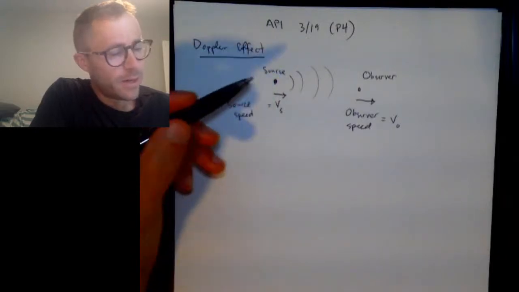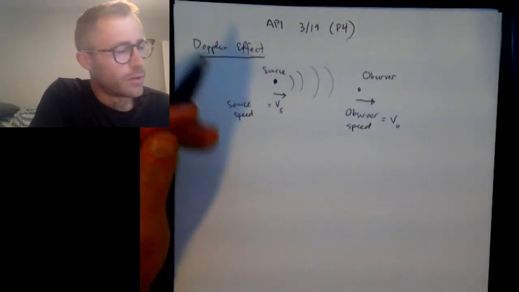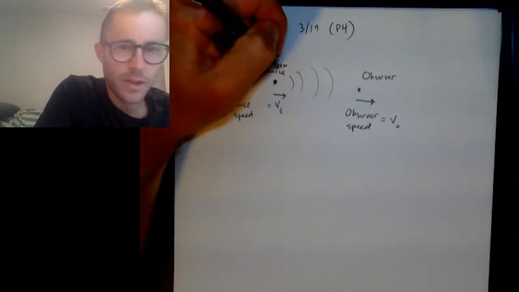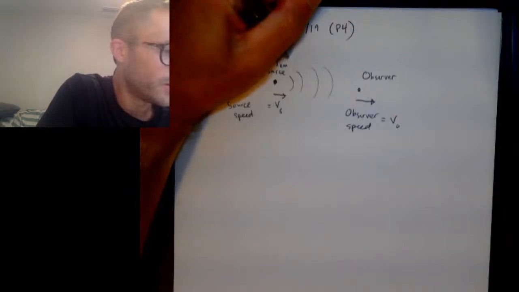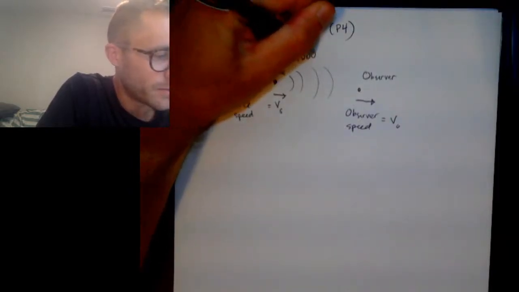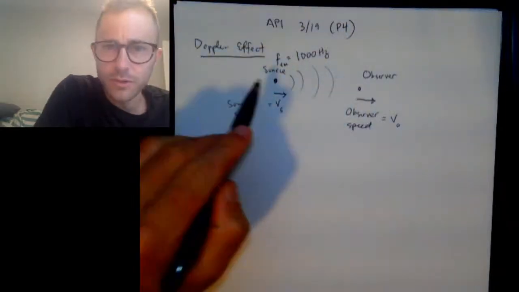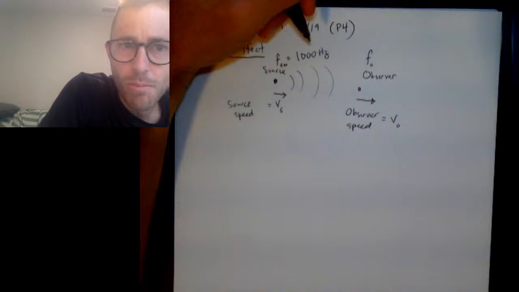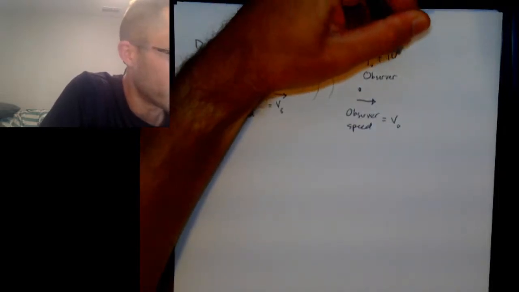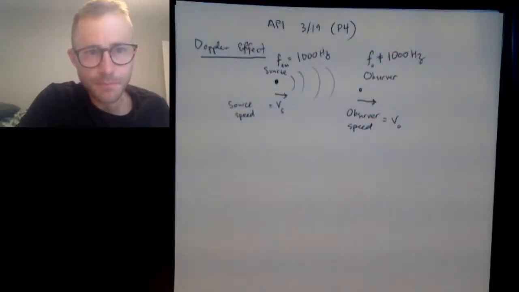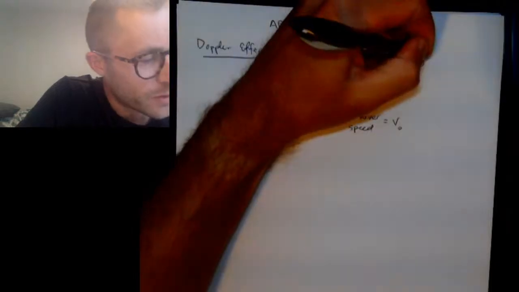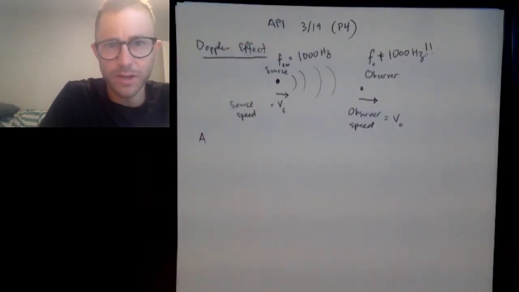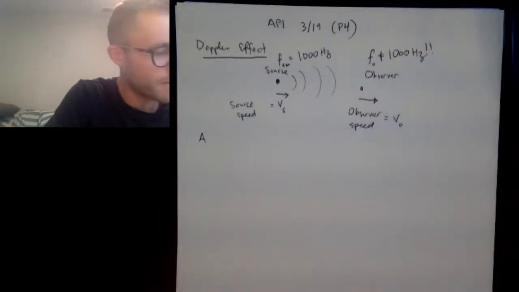Now the source is emitting waves with a certain frequency. Okay, so maybe the source is emitting a frequency, I'll call that f_em for the emitted frequency. It maybe is 1,000 hertz, okay? But because the source and the observer are in relative motion, the observed frequency will not be equal to 1,000 hertz. So that's what the Doppler shift is. Or the Doppler effect is. You can say the Doppler effect or the Doppler shift. It's the same thing, okay?